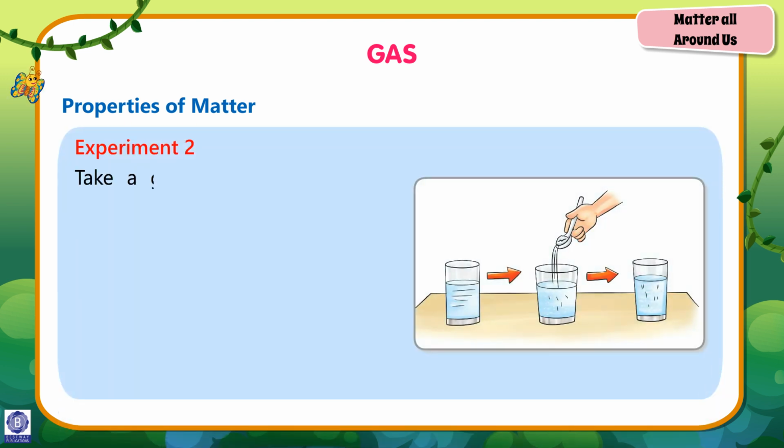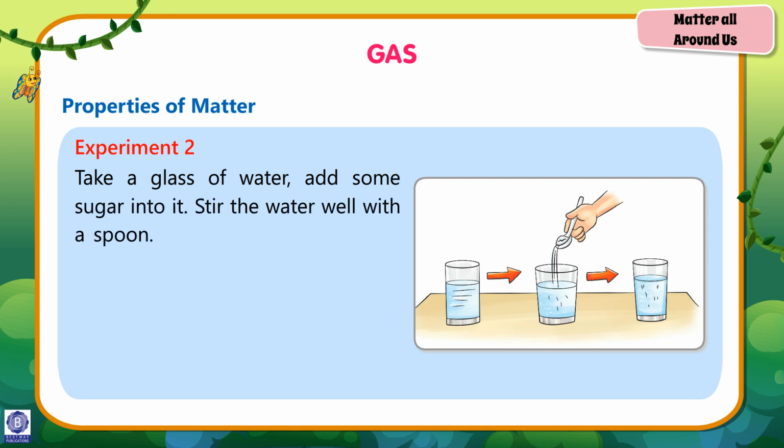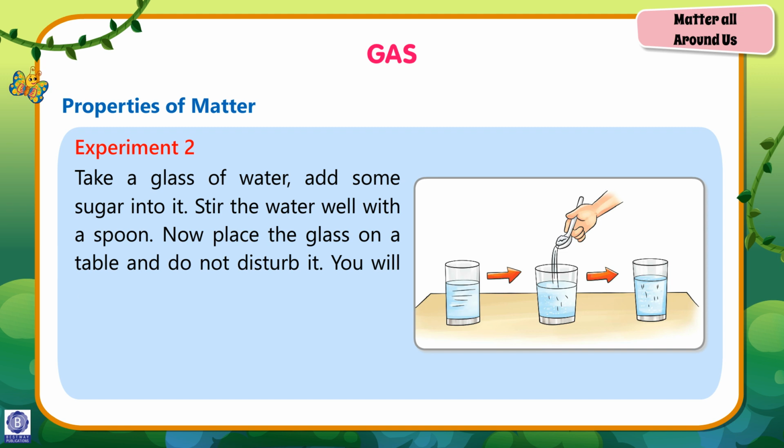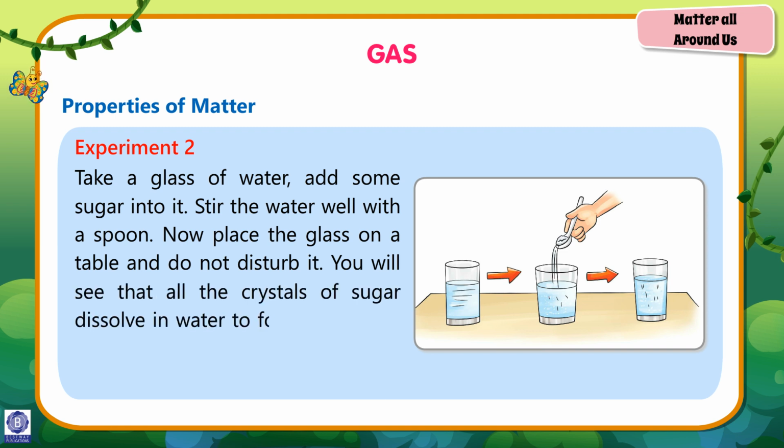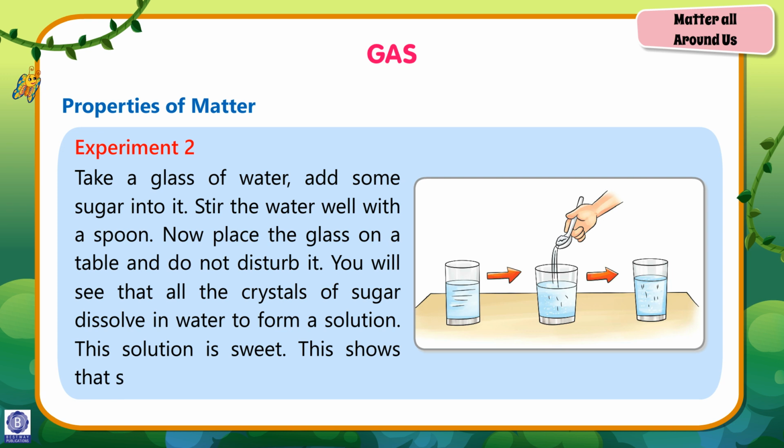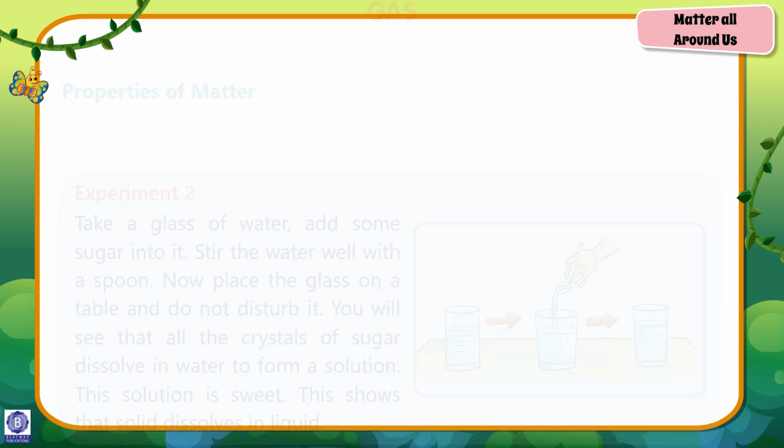Experiment 2. Take a glass of water. Add some sugar into it. Stir the water well with a spoon. Now place the glass on a table and do not disturb it. You will see that all the crystals of sugar dissolve in water to form a solution. This solution is sweet. This shows that solid dissolves in liquid.